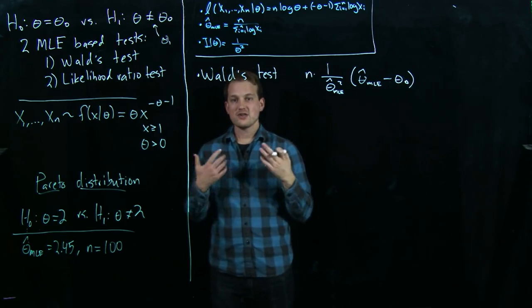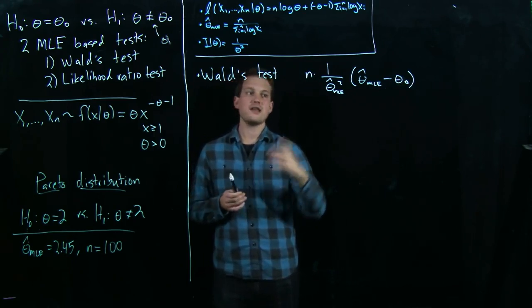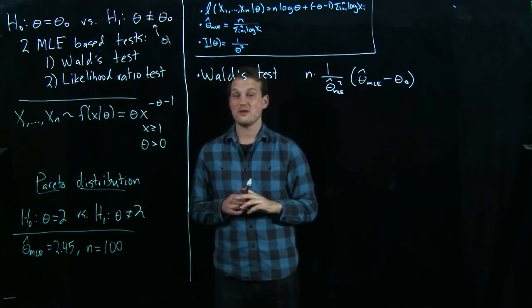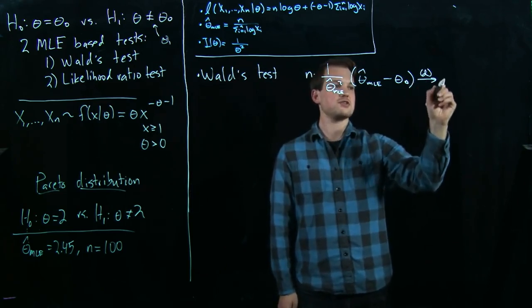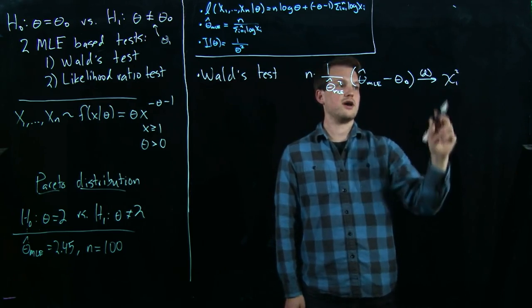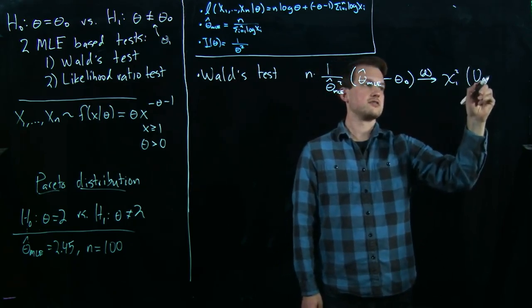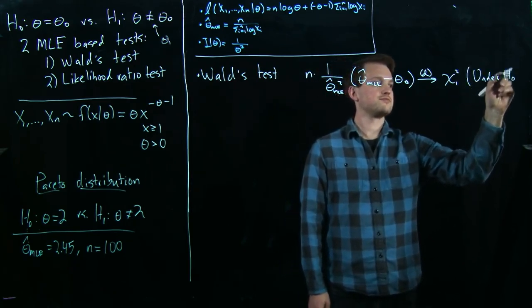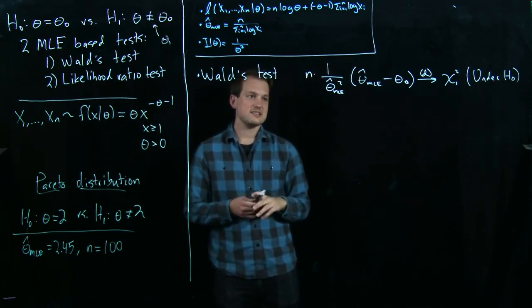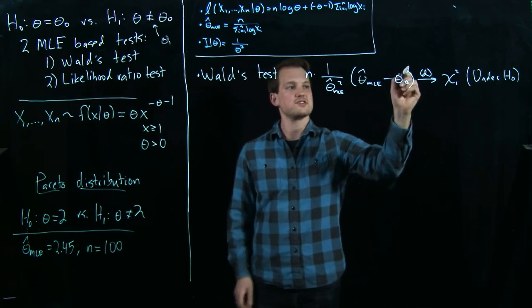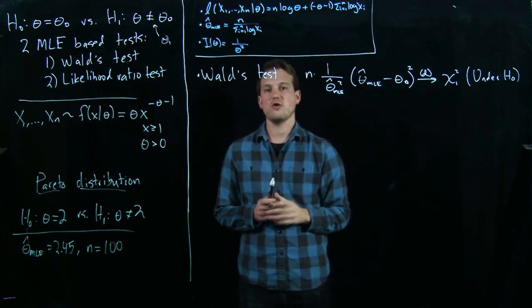Right? And under the null hypothesis, when theta naught is actually the true parameter, Wald's test tells us that this converges in distribution to chi squared 1, right? And this is, again, under h naught. Okay? So this means that, sorry, there's a square here, right? We need the square of a normal.